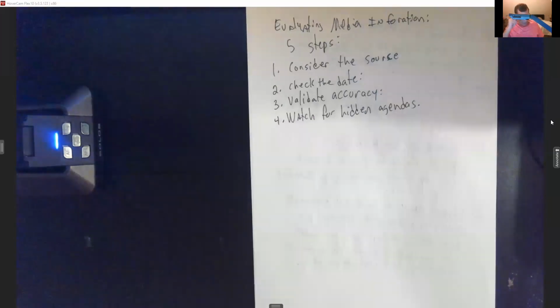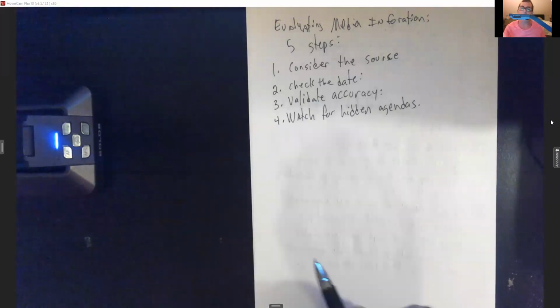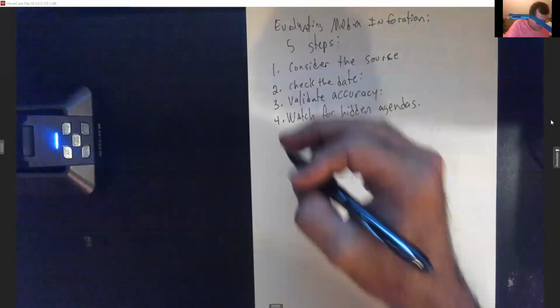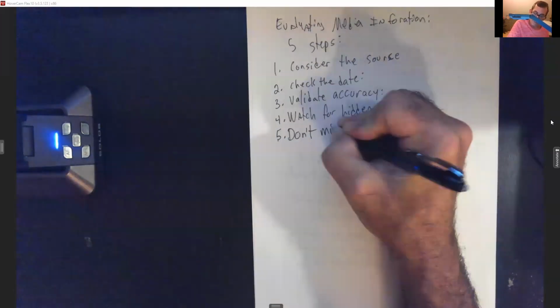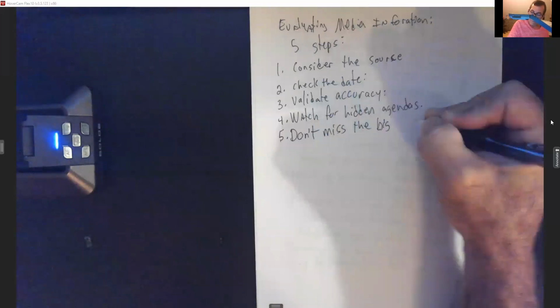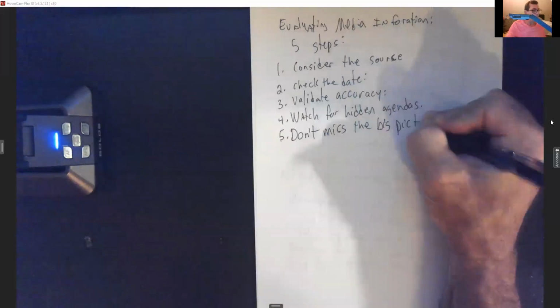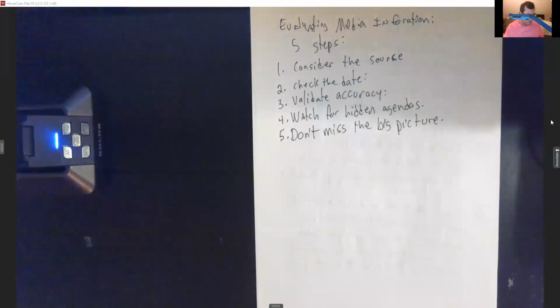A hidden agenda means: is the information presented fairly and objectively, or is it manipulated to serve some particular or hidden agenda? Do you have an ulterior motive for me doing this, right? A different outcome than I'm thinking. All right, and 5, don't miss the big picture. So don't miss the big picture.